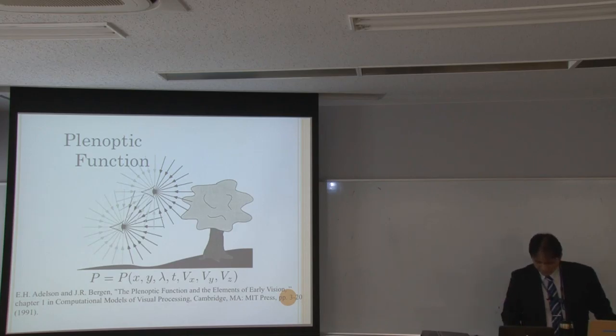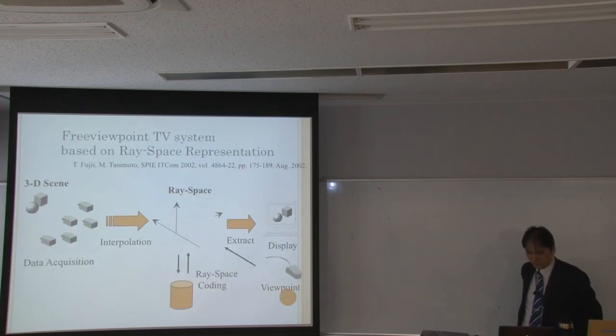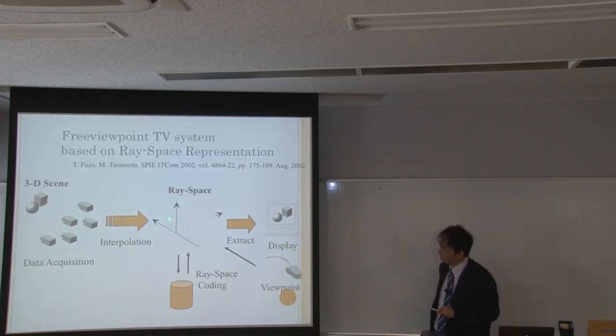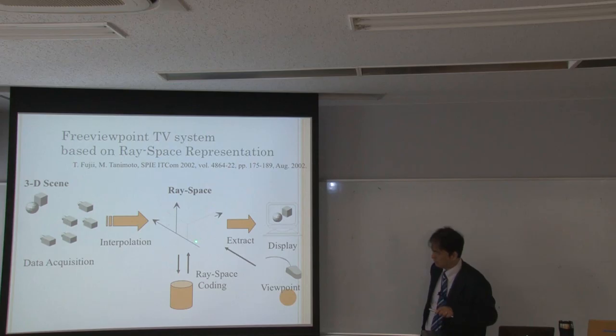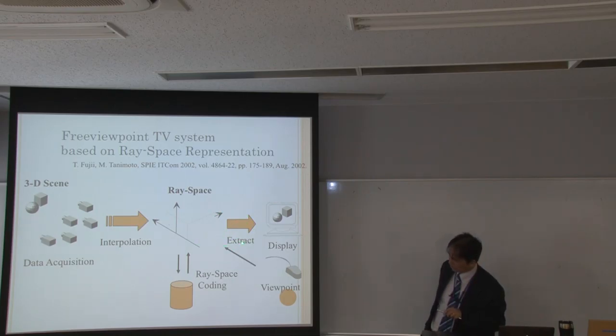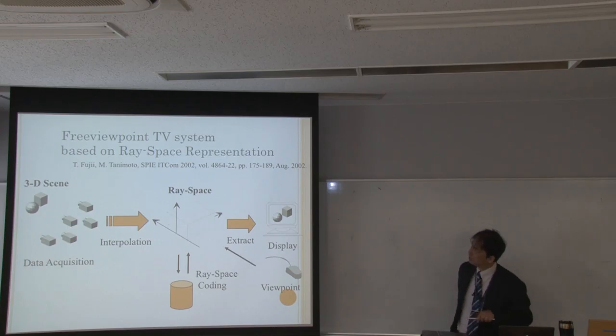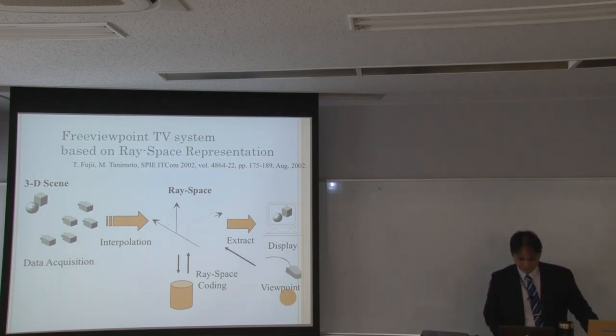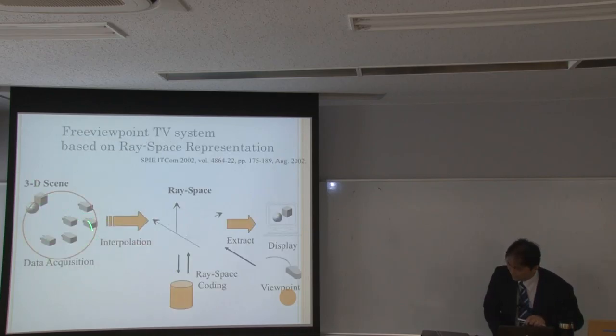Okay, this is the ray space concept. So the concept is here: 3D image acquisition and ray space representation, storing and transmission, and then we cut the ray space and we can get a free viewpoint image. This is the concept of a free viewpoint TV system. So let's look at the acquisition system.